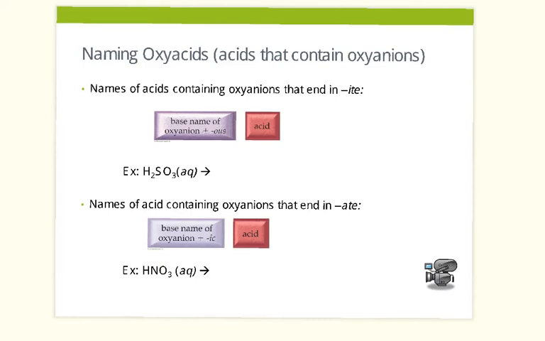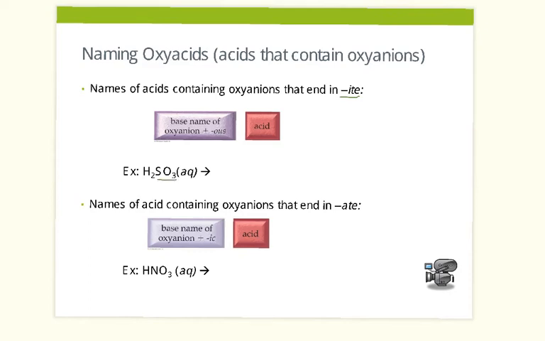Okay, now let's learn how to name oxyacids. We've named binary acids in which we have hydrogens and some other nonmetal. Now, if we have oxyacids, usually it's the polyatomic ions that we've learned, because oxyacids are acids that contain oxyanions, so anything containing oxygen. If we have the name of the acid containing an oxyanion that ends in "ite," we take the base name of the oxyanion, but we change the ending to "us," followed by a space and the word acid.